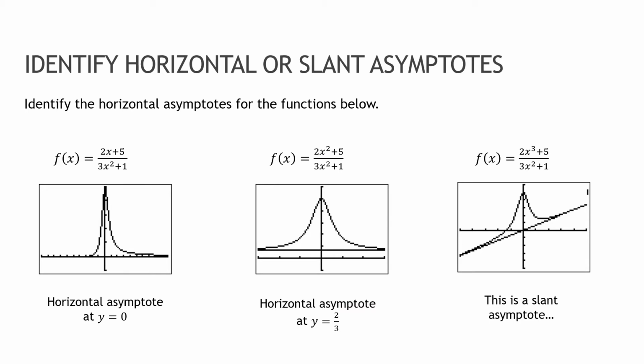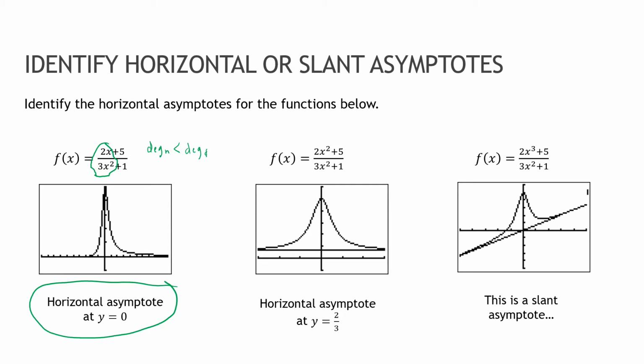What I have here are 3 different examples, and I want you to just notice one thing about it. This first one has x to the first on top and x squared on the bottom. So the degree of my numerator is less than the degree of my denominator. And when that happens, you're always going to have a horizontal asymptote at y equals 0, every time.